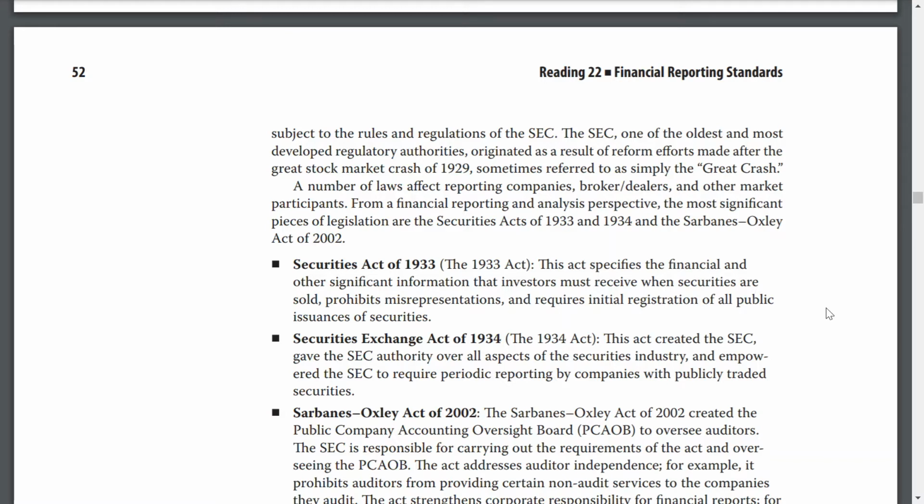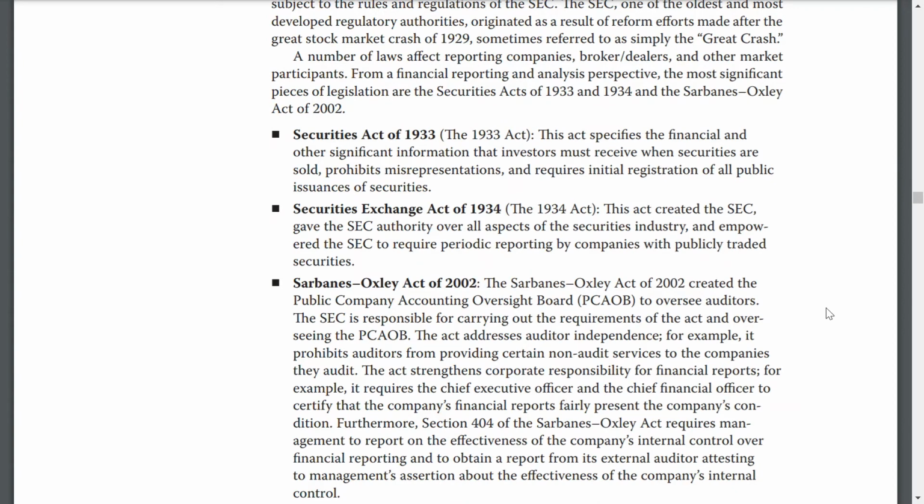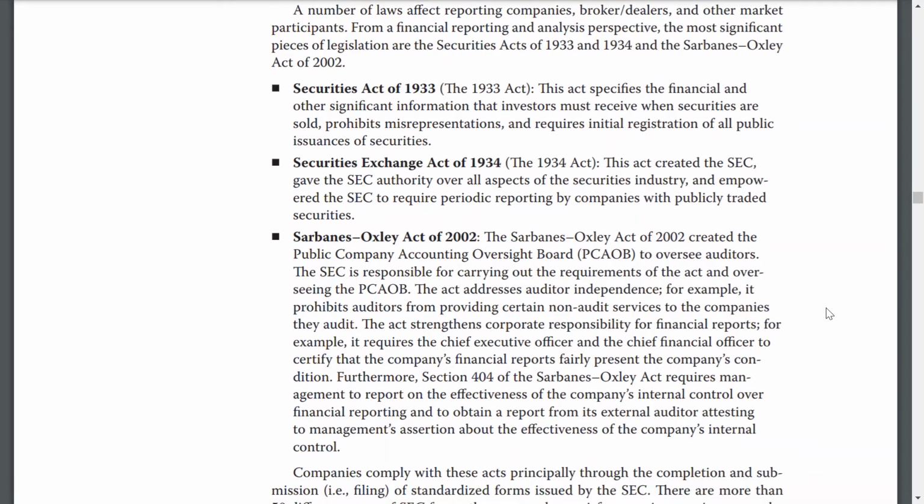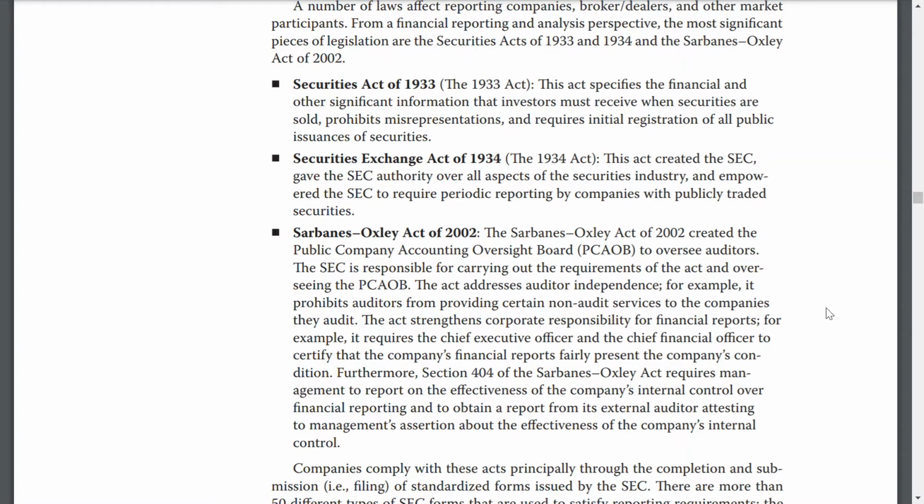Securities Act of 1933. The act specified the financial and significant information that investors must receive when securities are sold, prohibits misrepresentation, and requires the registration of all public issuances of securities. Securities Exchange Act of 1934. This act created the SEC, gave the SEC authority over all aspects of the securities industry, and empowered the SEC to require periodic reporting by companies with publicly traded securities.